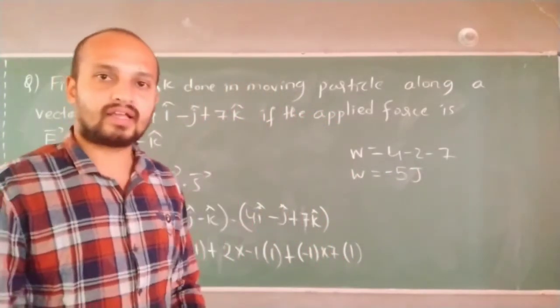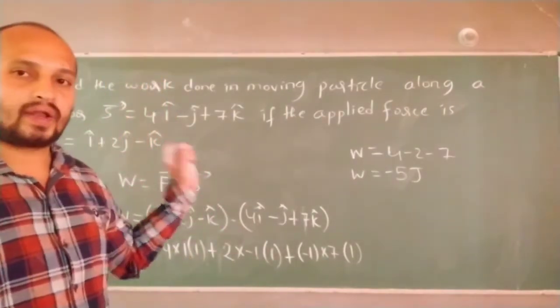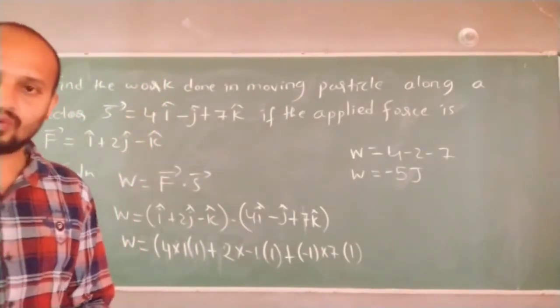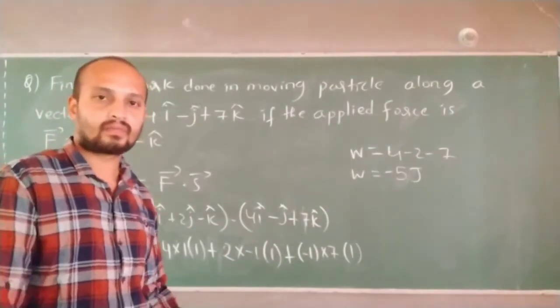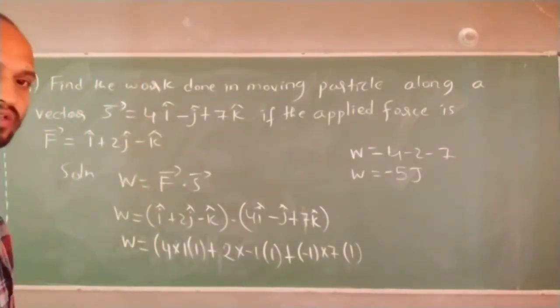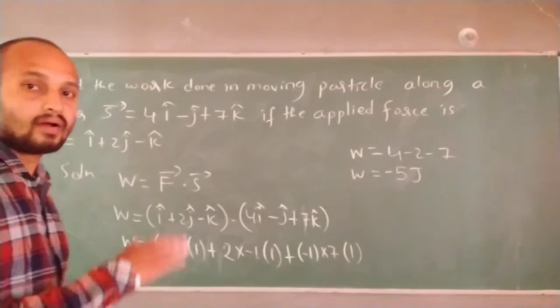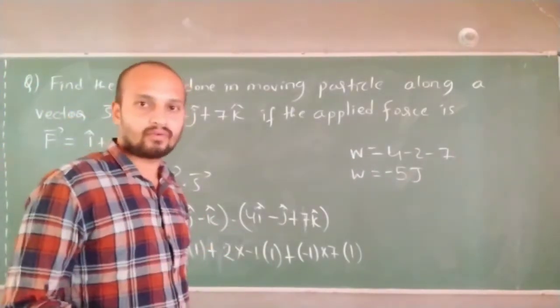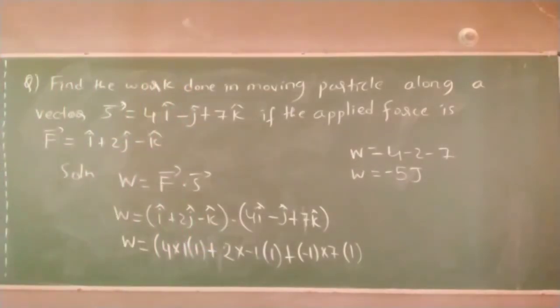The unit of work is joules. So work can be negative. You will understand in work and energy why it can be negative, but you must know work can be negative. This is a scalar quantity, but still work can be treated as negative. Are you understanding? Okay.